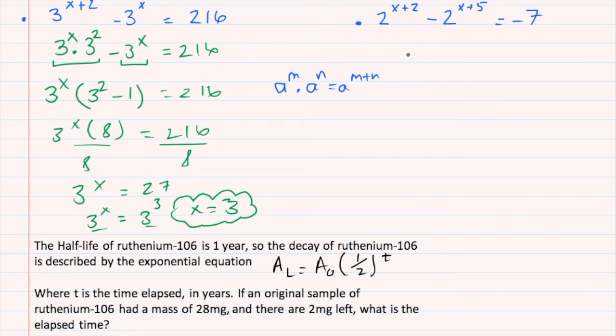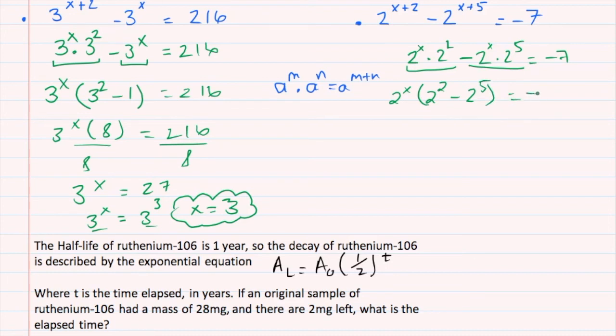So again, I'm going to rewrite it in this form. 2 to the power of x times 2 to the power of 2 minus 2 to the power of x times 2 to the power of 5 is equal to negative 7. Again, we have two terms. The common thing between them is 2 to the power of x, which I will take out. So we're left here with 2 squared minus 2 to the power of 5. Now, 2 to the power of x times 2 squared is 4, 2 to the power of 5 is 32, is equal to negative 7.